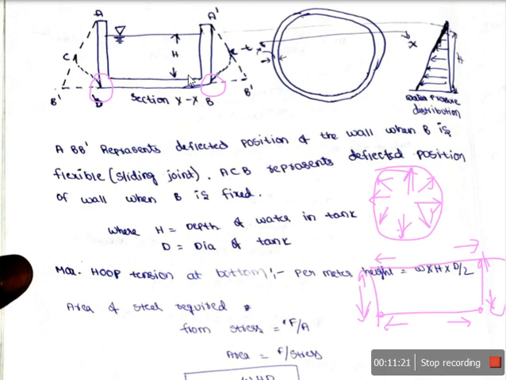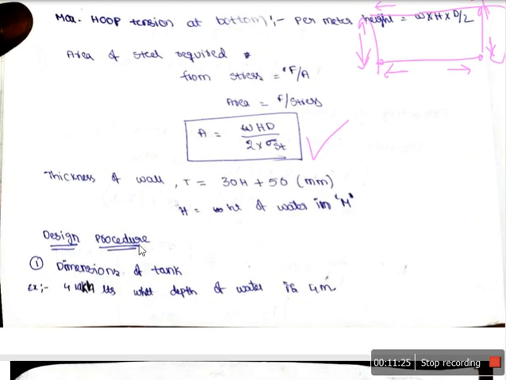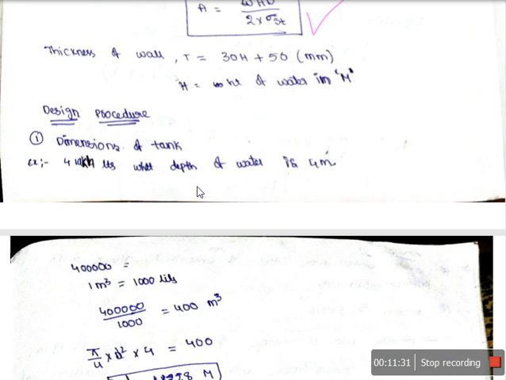One is the hoop tension, which we are talking about. For the hoop tension, you can calculate from this formula, and there is some design procedure which you can follow. You can take any problem and start doing it. It's a very simple problem.